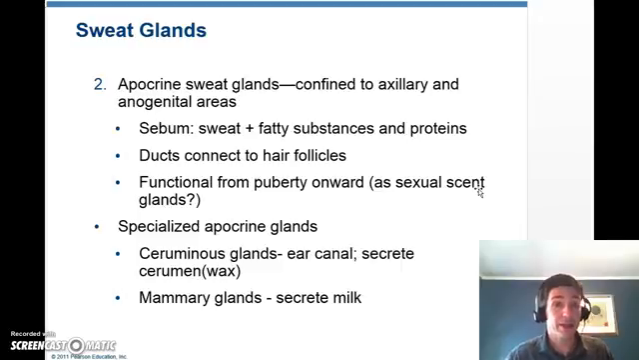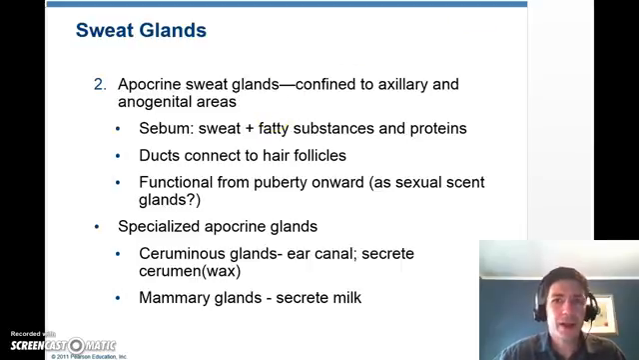Then the second type of sweat gland is called the apocrine gland. This is confined to your axillary and anogenital region, so armpits and groin. It produces a combination of regular sweat plus sebum, so it's oil and proteins. This, by the way, if you wanted to know, is where your body odor comes from. Not from the sweat so much, but from the bacteria.